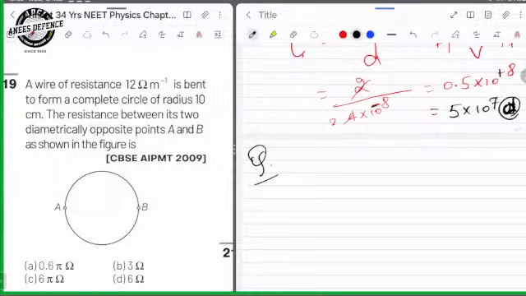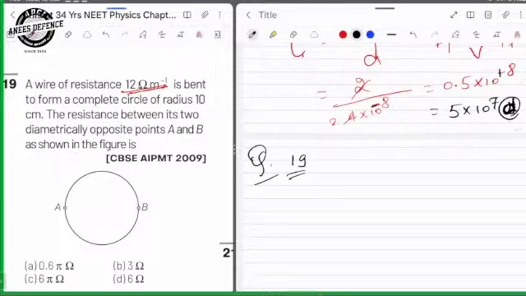Next question. Question number 19. A wire of resistance 12 ohm per meter. 12 ohm per meter means total resistance is not given. Listen carefully. Data is 12 ohm per meter, means resistance of 1 meter is 12 ohm.